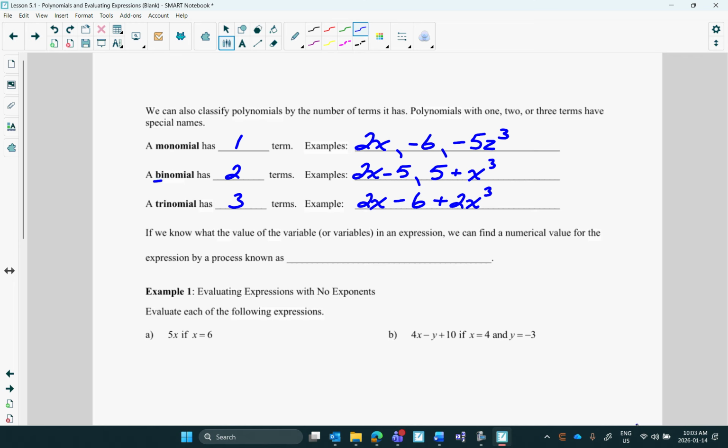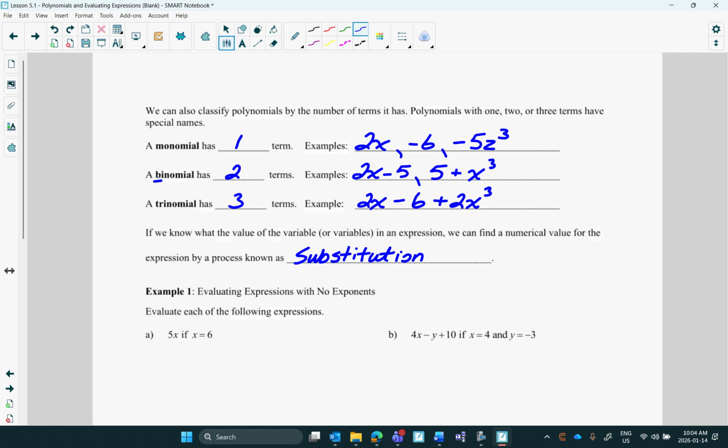So what do we do with these polynomials? Well, when we're given one, and if we're given the values of the variable, we find the value of them. Okay? And how do we do that? We replace the variable with the number that we're given, and then we calculate. Or we substitute the numbers into the variables and calculate. And that's called substitution.